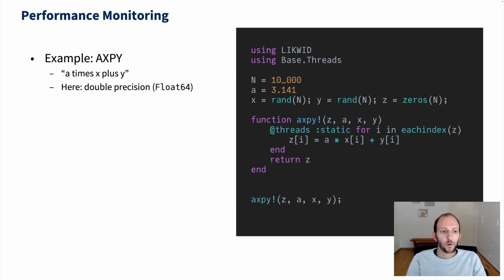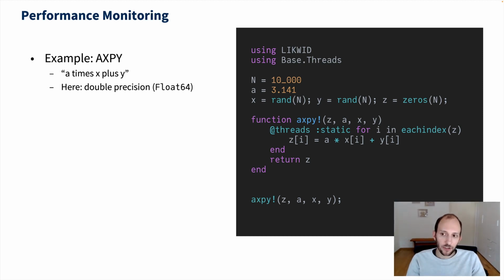The example I want to focus on is axpy, which stands for a times x plus y, where a is a scalar and x and y are vectors. So a very straightforward operation, which is built into every BLAS. And here we focus on, at least for now, Float64 double precision. On the right, I show regular Julia code, some draft implementation of an axpy, multi-threaded, and it should be straightforward to understand, I hope.